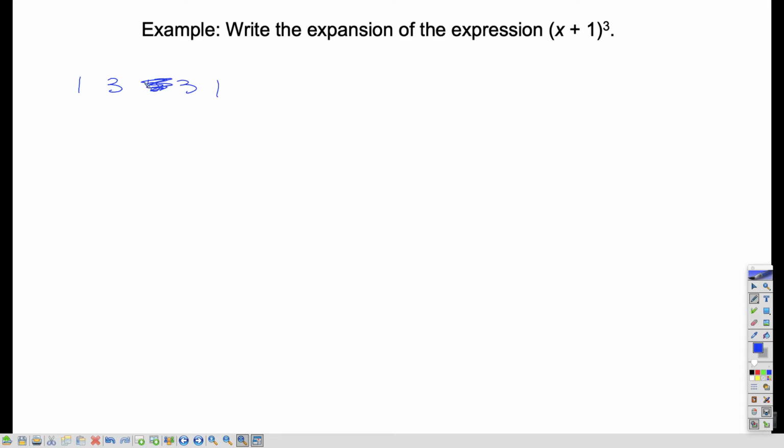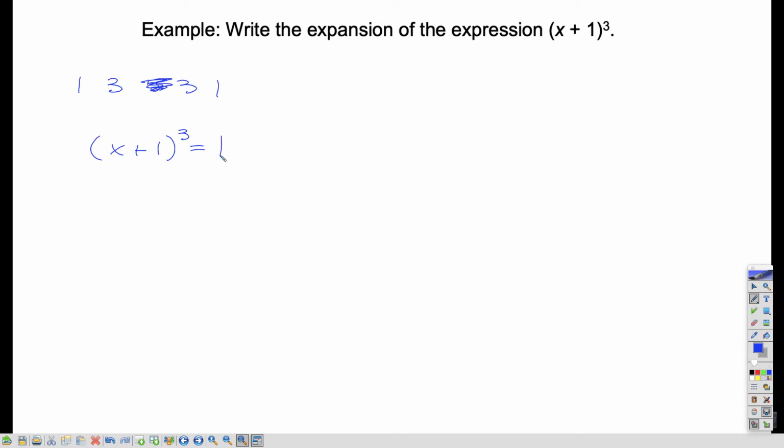I don't have it in front of me. I know my coefficients are going to be what? 1, 3, 3, 1. What are all my exponents going to add up to be? 3. Okay, so I have x plus 1 cubed. So my coefficient is going to be what?